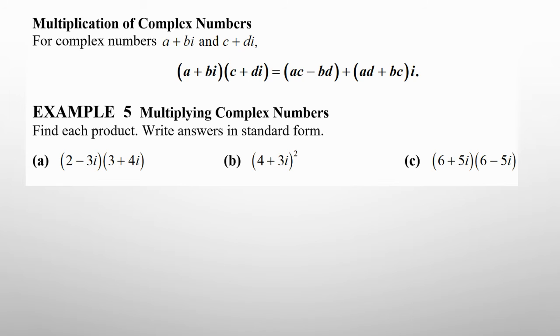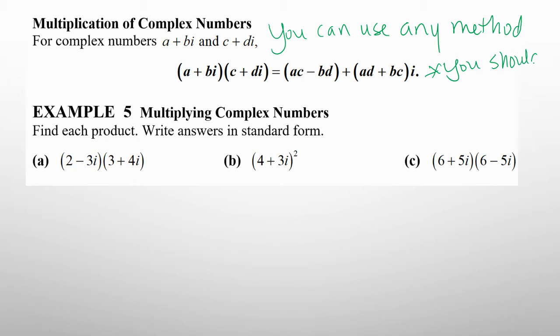Multiplication. So for multiplication, you can use any of our multiplication methods. You can FOIL, distribute, use the box method, but you should always get i squared in here. And then remember that i squared is equal to negative 1.